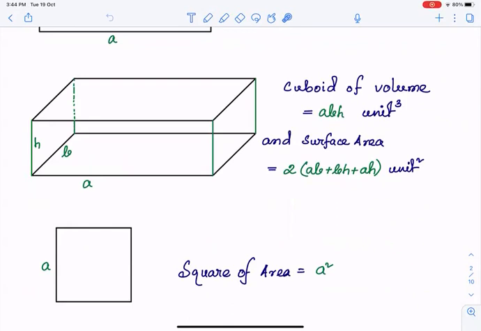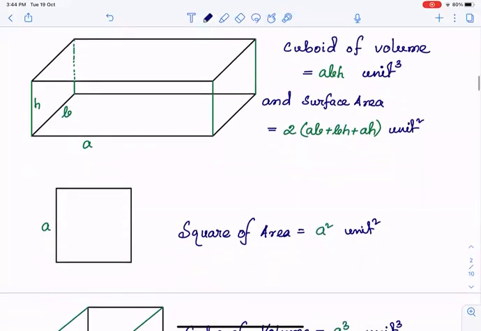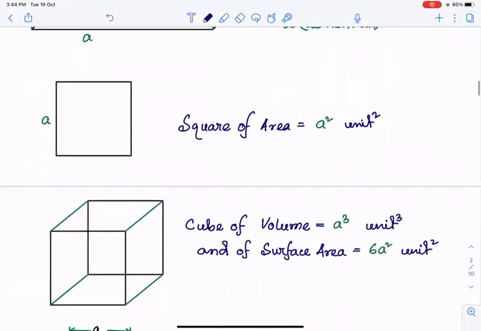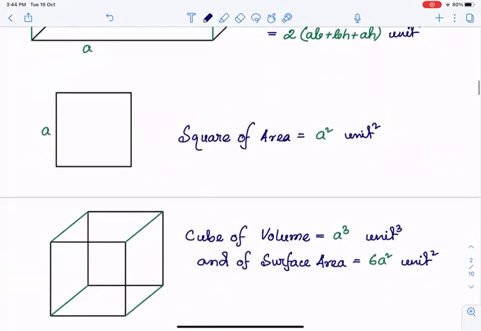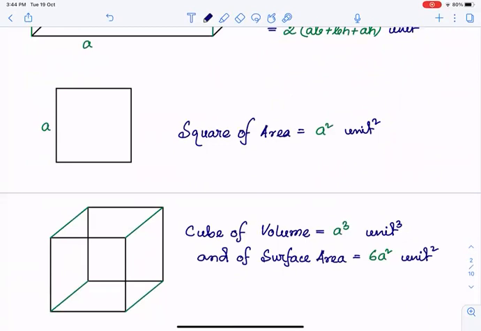We know that if any square has side length A, then its area is going to be A square unit square, right? So if we think of a cube compared to the cuboid, it's going to have volume A cube cubic unit, and the surface area is going to be 6A square unit square, because for a cube, each of the 6 surfaces has area A square.